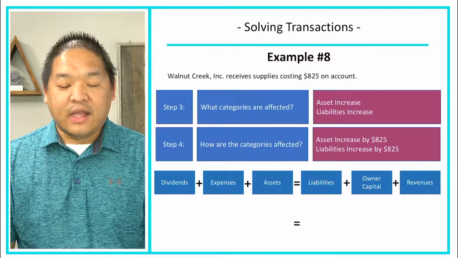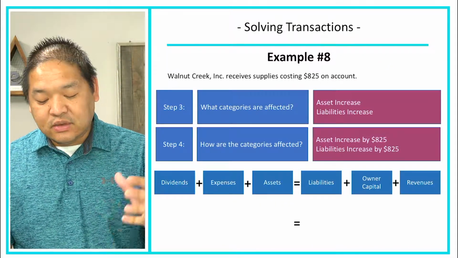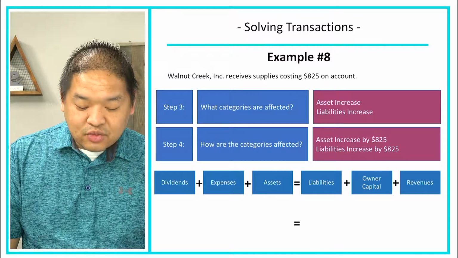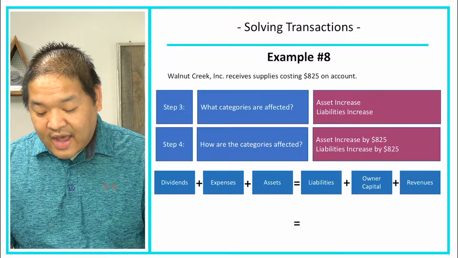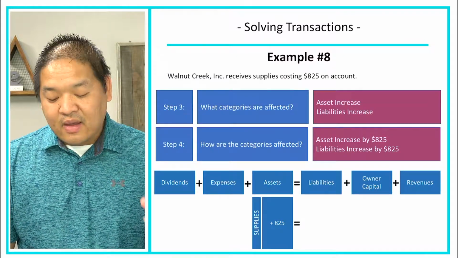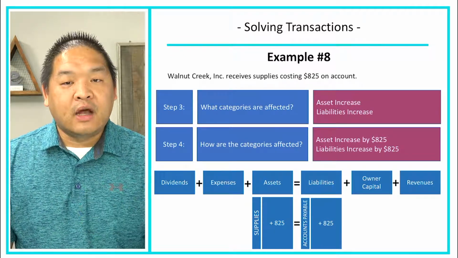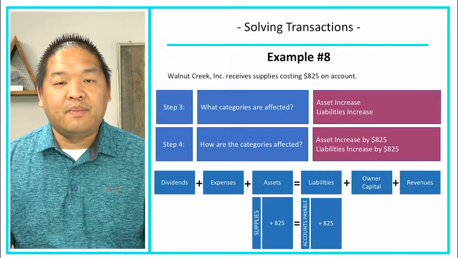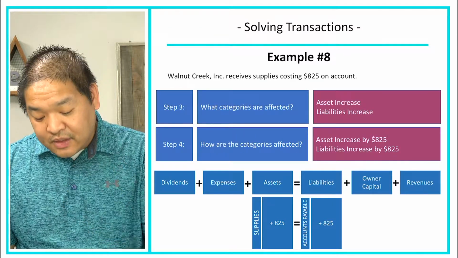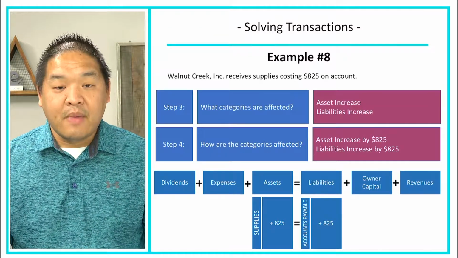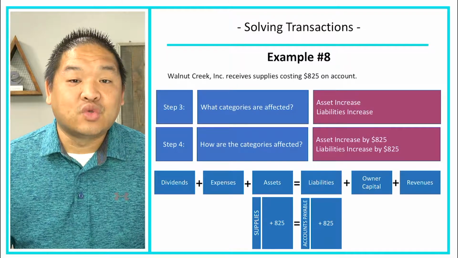So if we look at our accounting equation, we know that we're going to deal with the asset column and the liabilities, which means we don't need the rest of them. The asset's going to go up by 825, but then the liability is also going to go up by 825. Which accounts are affected? Supplies is going to go up by 825, and the liability, accounts payable, is going to go up by 825 as well.